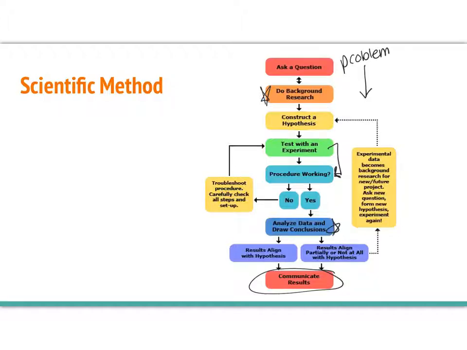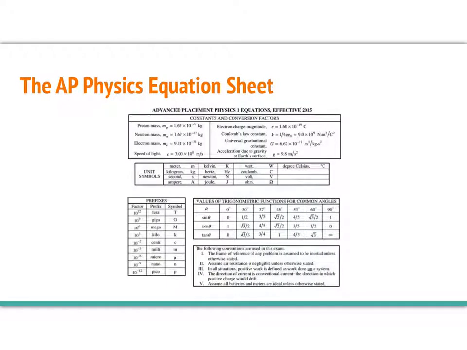Okay, so in your packet, you do have the AP Physics equation sheet. So there are two sides to this that I want to talk about. So this first side goes over some important things. So these are our constants, okay?